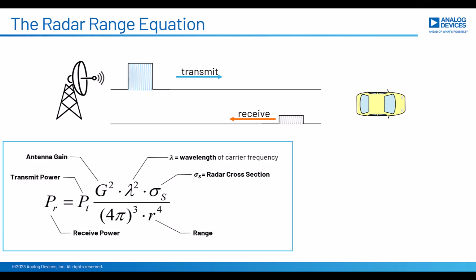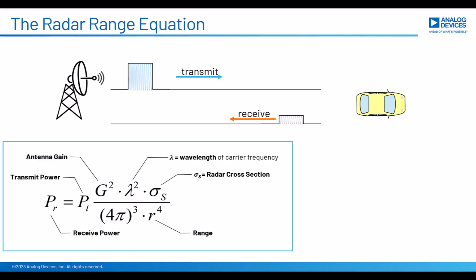And then on the denominator of the equation, you'll see that power diminishes with an r to the fourth loss. So an r squared reduction getting to the target, and then another r squared reduction coming back. So it is a whopping r to the fourth total reduction in power, which is absolutely massive.